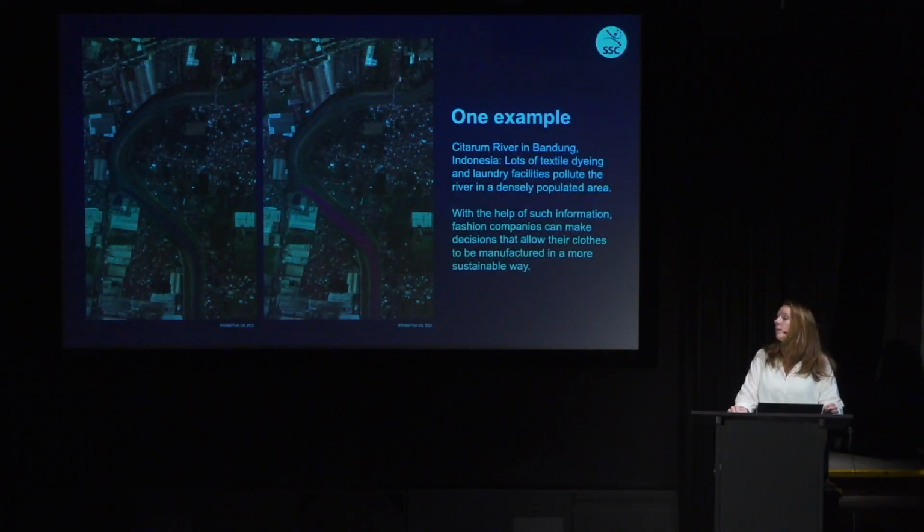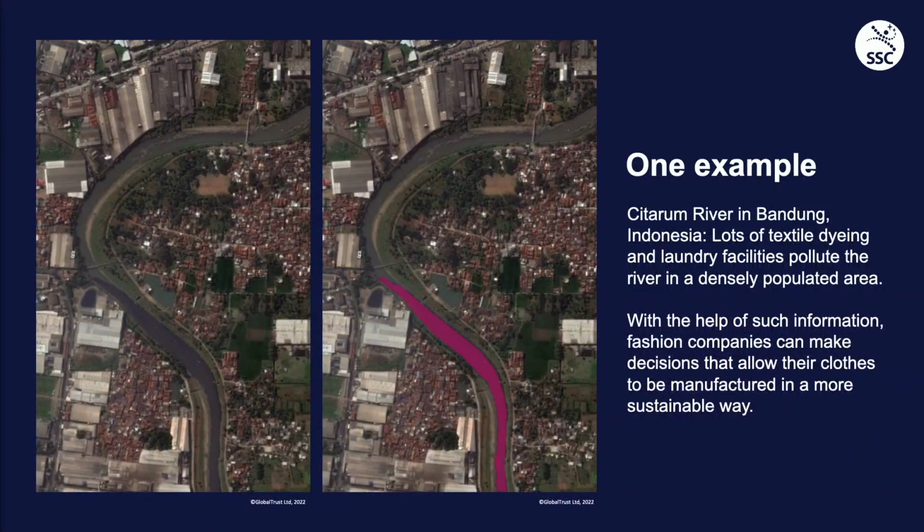This is an example of a river in Indonesia, where we dye. Well, we don't, but the companies dye textile, which is very not friendly to the environment. It pollutes a lot, and you can see here that in this image we detect pollution in a river. On the right-hand side, you see a purple string in the river, which is where we have detected this pollution. This is a very densely populated area. As you can see, there are a lot of houses, there are a lot of people living here. A heavily polluted river is probably not very good.